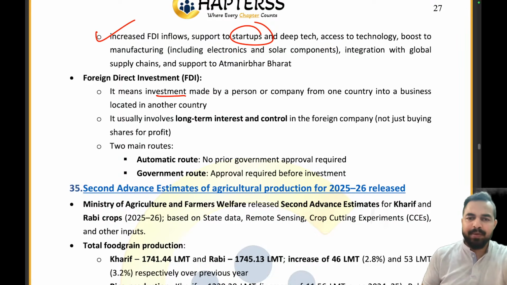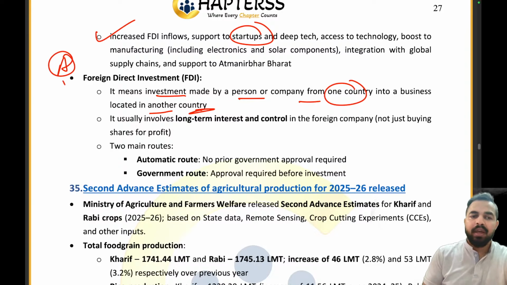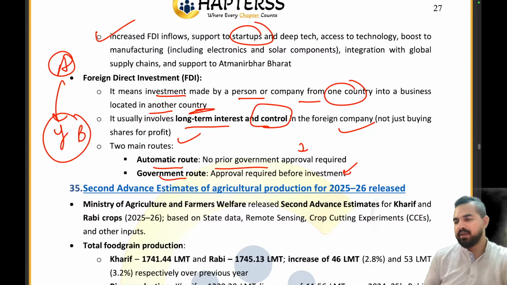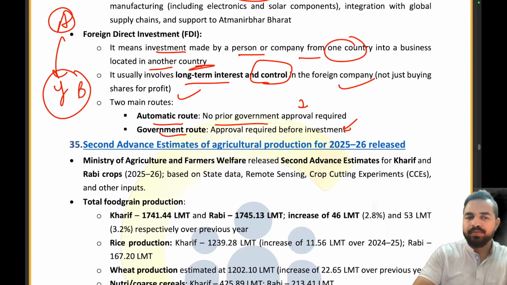It means the investment made by a person or a company from one country into a business located in another country. I told you, a person living in country A is investing in company Y, which is in country B. That's it. It usually involves long-term interest and control in the foreign company. Two main routes are the automatic route, where no prior government approval is required, and the government route, where approval is required. Clear everyone? We are done with all the details here from the examination point of view.